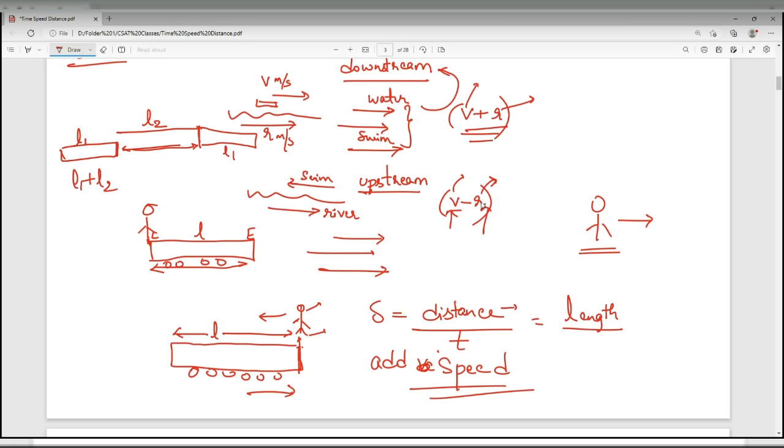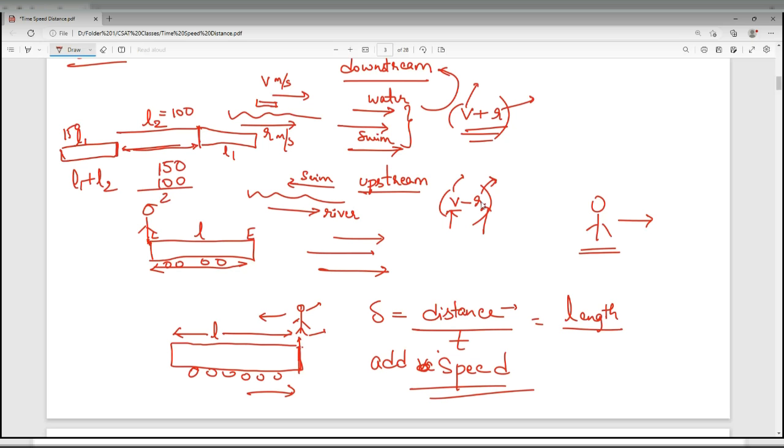So for example, in this case, if you take 100 meters as the platform length and 150 meters as the length of the train, the total distance covered by the train to cross this platform would be 150 plus 100.